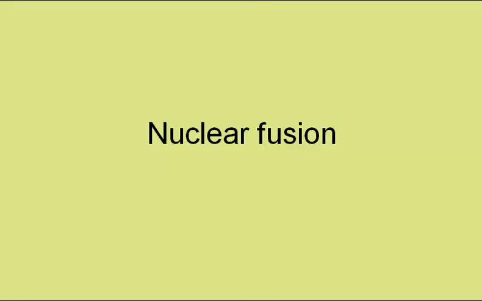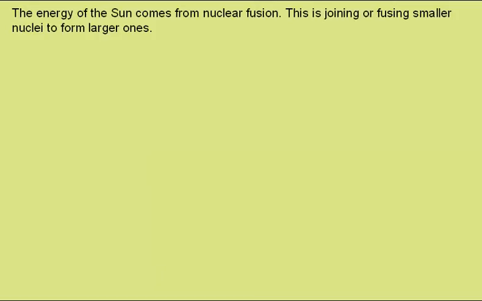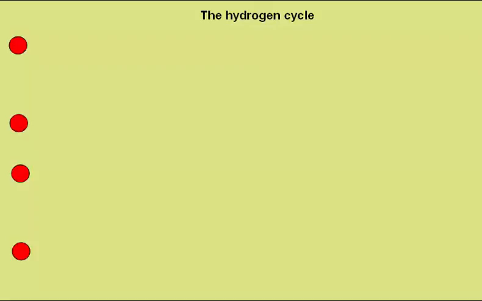Nuclear fusion. The energy of the Sun comes from a process called nuclear fusion. This is joining or fusing smaller nuclei to form larger ones. There are two processes you need to know about. The first is the hydrogen cycle.